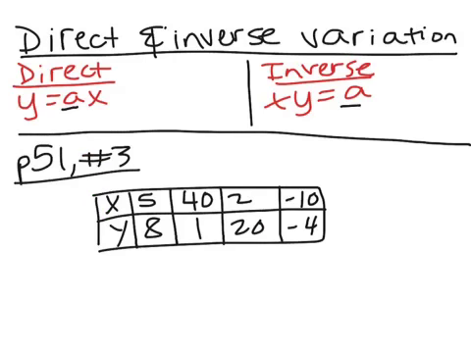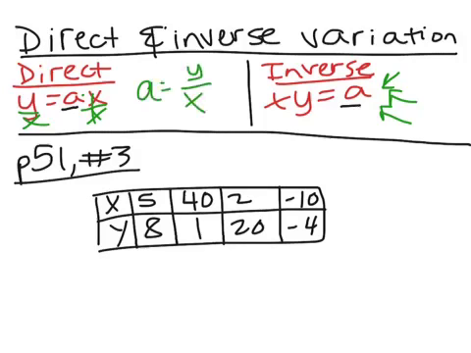Alright, or you can see a problem like number 3 on page 51 where you're given a table and you have to figure out, is this a direct or an inverse variation? In order to figure that out, first I have to solve for a. Since I have to know what that constant is, I'm going to have to get it by itself. Now with an inverse variation, a is already by itself. But for my direct variation, it's not. So the way I get a by itself is since a and x are multiplied together, I'm going to divide by x on both sides.